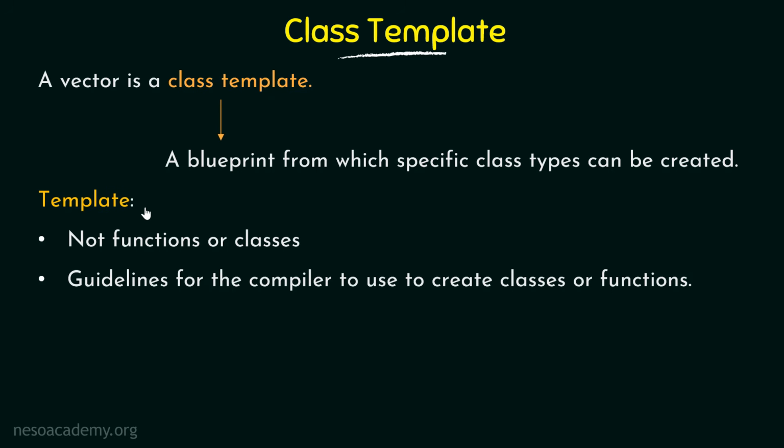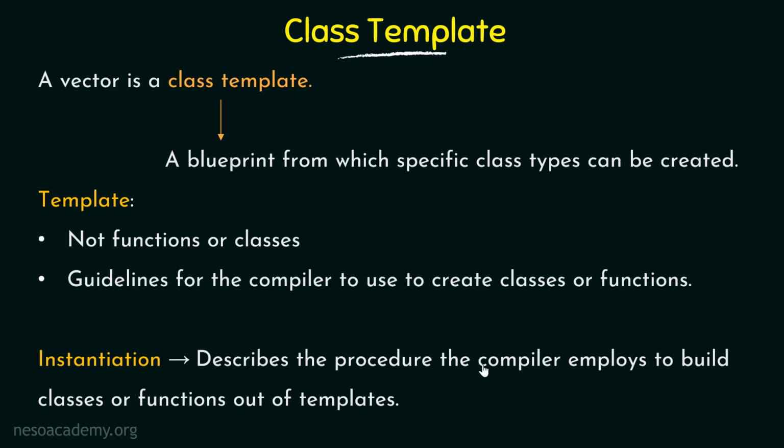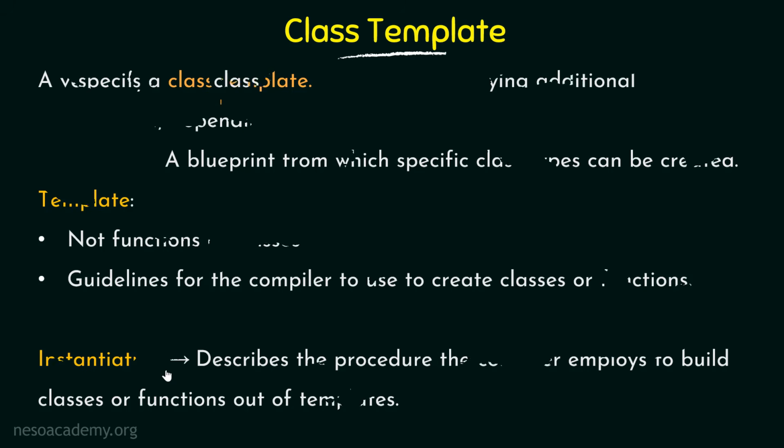When we talk about template, remember that templates are not functions or classes, but they are guidelines for the compiler to use or create classes or functions. So remember, when we say a template, it is not a function or class by itself, but it is just a guideline or the blueprint which we use to create classes or functions. Now, the process that describes the procedure the compiler employs to build classes or functions out of templates is called instantiation. Alright, so keep these prerequisites in mind as we discuss the vector type.